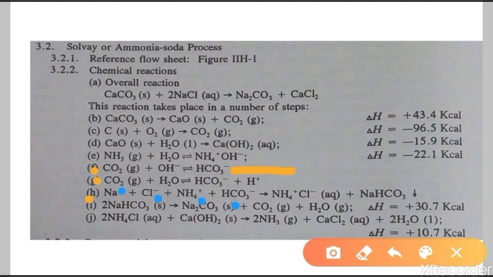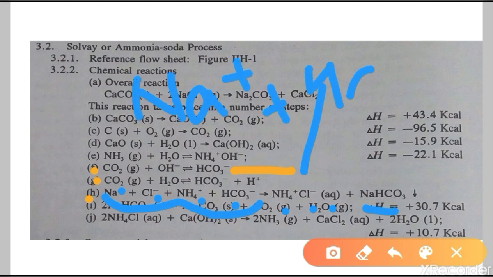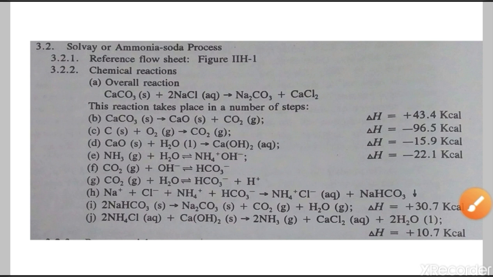So these are the 4 ions in the carbonating tower now, and then NH4 plus Cl minus, that is ammonium chloride in the aqueous form. Ammonium chloride is readily soluble in water, it gets dissolved in water, and NaHCO3 is formed. I said that NaHCO3 is formed with the help of Na plus and HCO3 minus, which is supplied by the carbon dioxide. Once again, I should revise this.